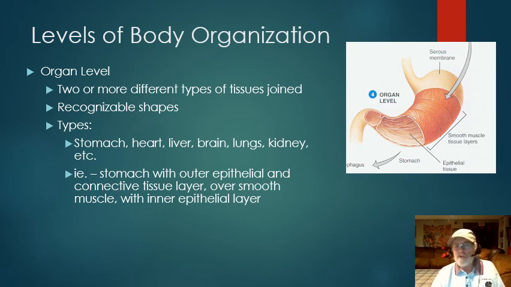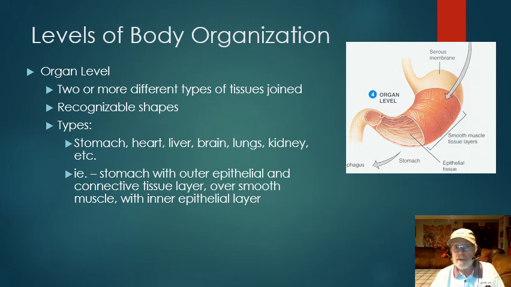Heart. If I was to draw a picture of a heart, I think everybody would draw a picture of a heart. A brain. Everybody draws a picture of a brain. So I have a reproducible shape. There are some variations and things like that. But each of those organs has a bunch of different types of tissues put together for a common function or common purpose.